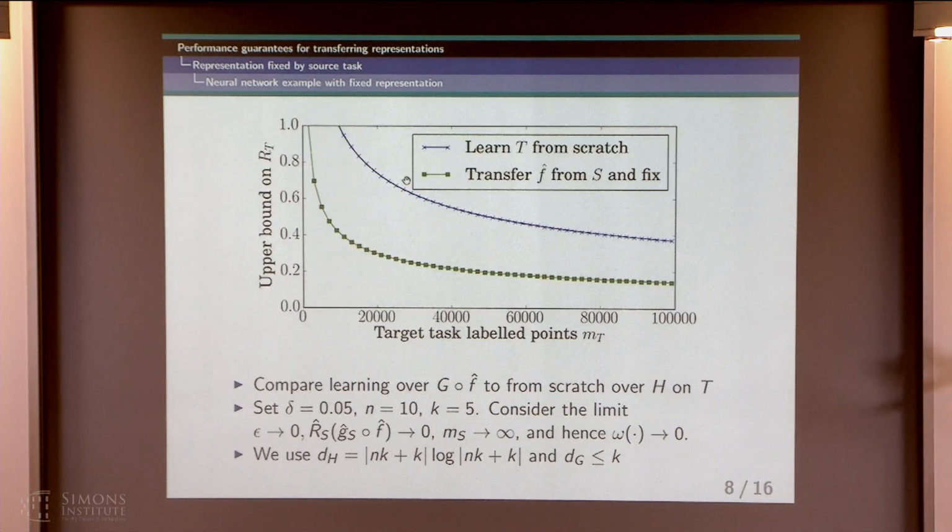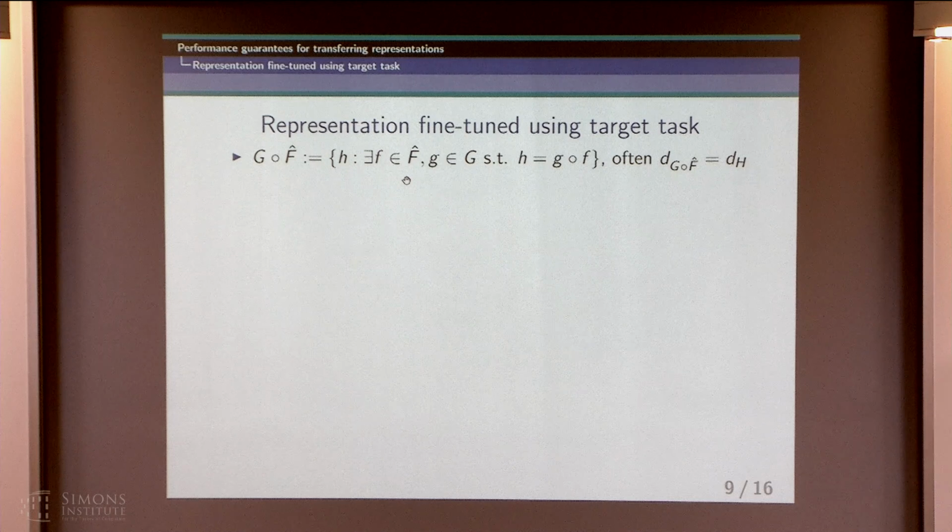This just maps the kind of improved generalization performance that we get. The green line is this transfer learning setting. There's another situation where, instead of fixing the representation, you only look in a neighborhood. The problem is that that neighborhood might have the same VC dimension as your overall hypothesis class. So our VC dimension-based bounds won't necessarily capture that reduction in sample complexity.